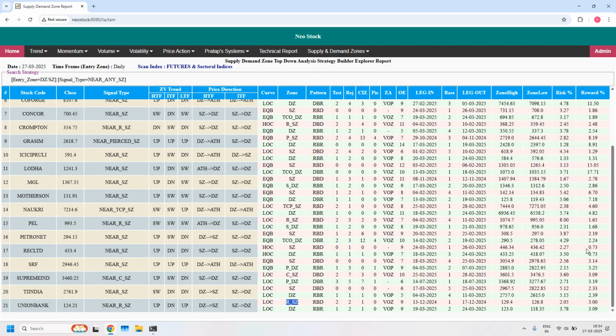So total 5 high liquidity zones we identified. This is the first one. This is the second one. This is the third one. This is the fourth, and this is the fifth. So total 5 high liquidity daily supply zones we identified from this list.